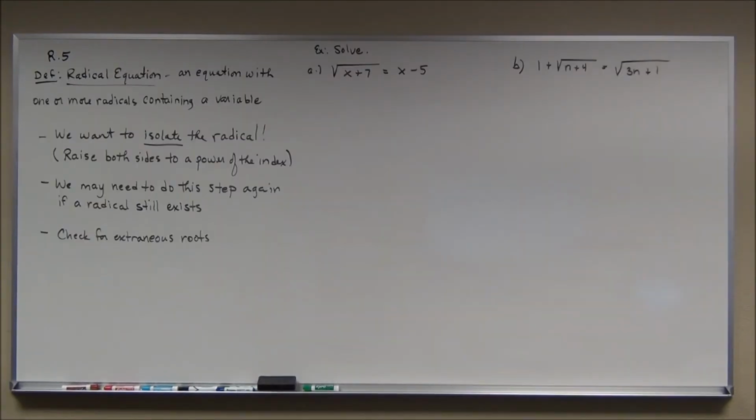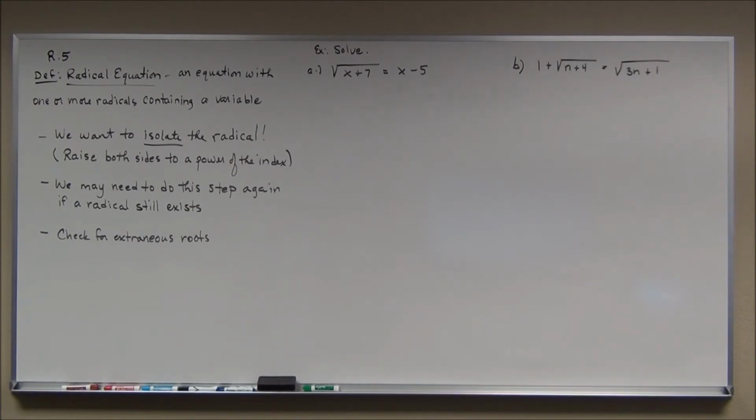All right, now we'll look at radical equations. Radical equations, the definition: an equation with one or more radicals containing a variable. The trick to solving a radical equation, of course, is to get rid of the radical. And to do that, we have to isolate it. Because once we have it isolated, then we can get rid of the radical by raising both sides to the power based on whatever the index is. If we're taking a square root, then we'll square both sides. If we have a cube root, we'll cube both sides, and so on.